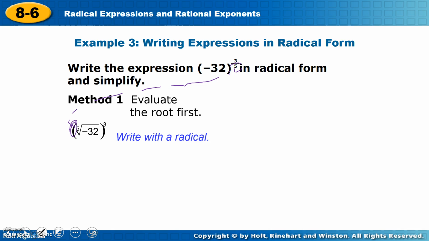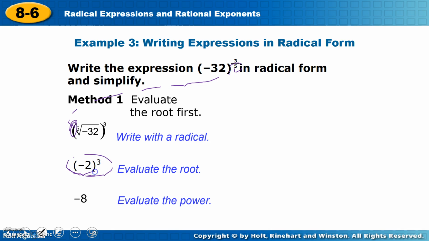So what I want to do is, what is the 5th root of -32? What times itself 5 times would give you a -32? Have you guessed it? It's a -2. And then we're going to take that root, and then we're going to raise it to the 3rd power. So -2 to the 3rd power. So -2 times -2 times -2 gives us the -8.